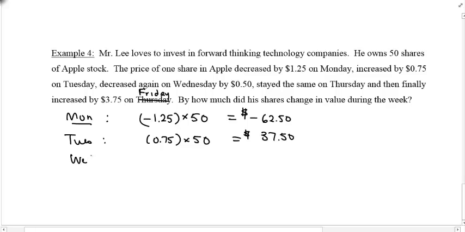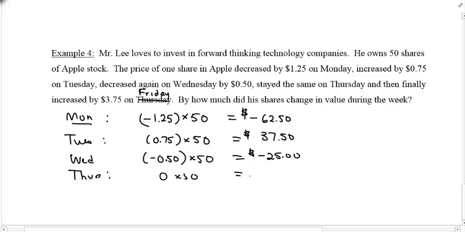How about Wednesday? Oh, it decreased again. Dope! Lost money. 50 cents per share. That's half of the cost. Yikes, I lost 25 bucks. Thursday stayed the same, so really it's 0 times 50, no change.